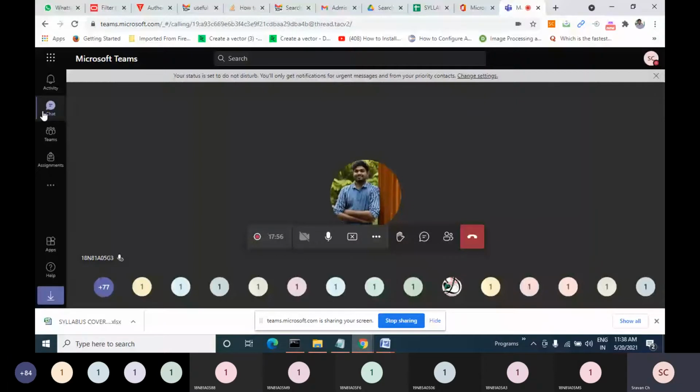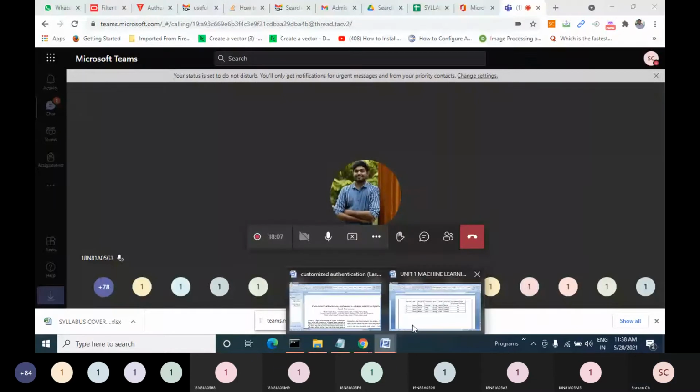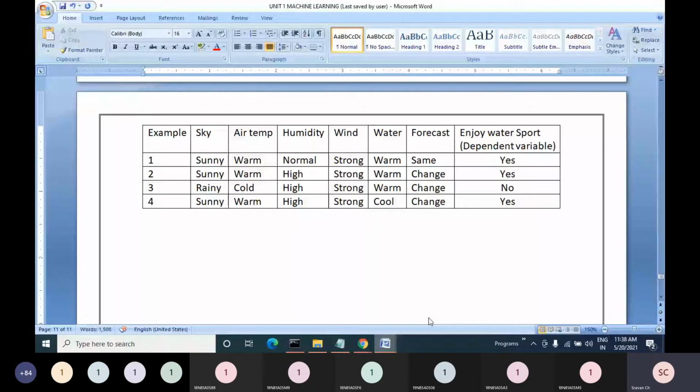Yeah, fine. So now let us observe this example carefully, friends. Same, enjoying water sport is the dependent variable, and it depends on these 6 parameters called sky, air temperature, humidity, wind, water, forecast. Now I am applying the candidate elimination algorithm. You know very well how we perform this. How do we implement this algorithm?